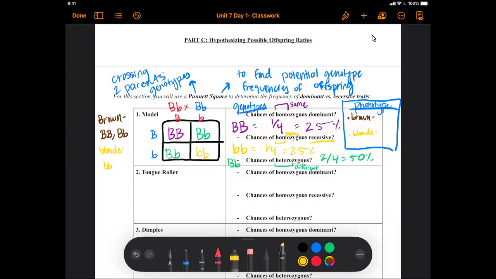Miss Collins. Yeah, what's up? So for the chart on the left, when we do it on paper, do we take a picture and put it on the work? Yeah, that works. Yeah. All right.